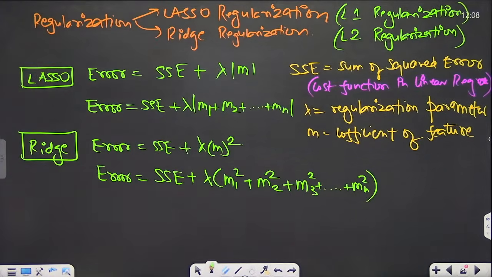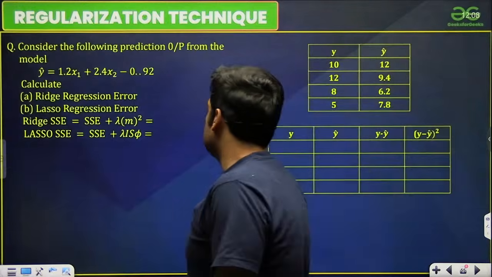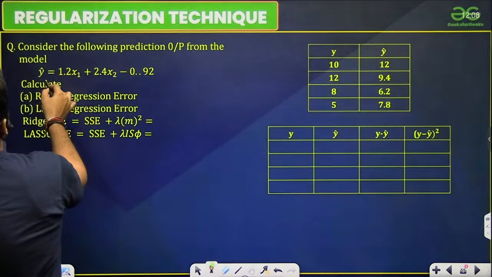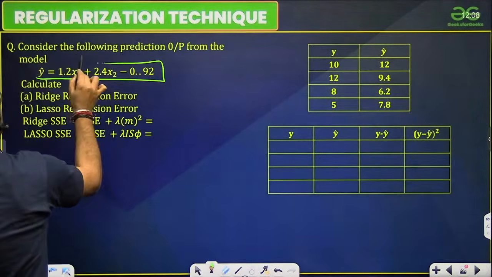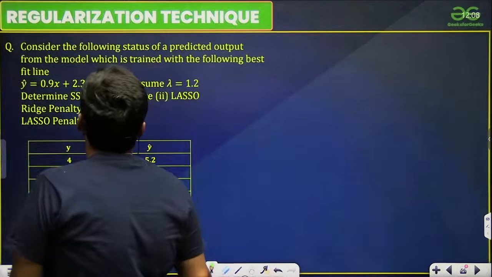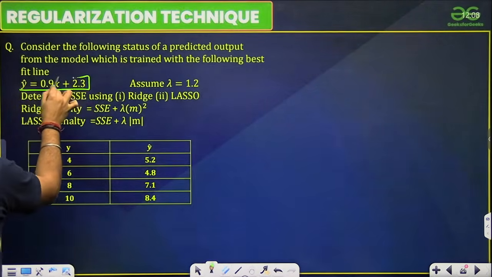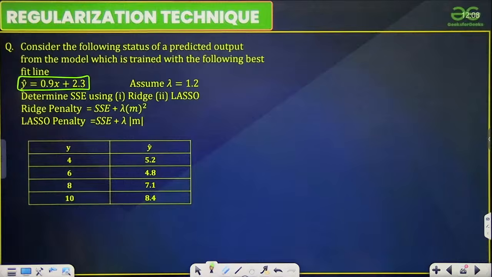Okay, now let us try one question. Consider the following prediction output from the model. Let us try this question. We have y hat equals 0.9x plus 2.3.